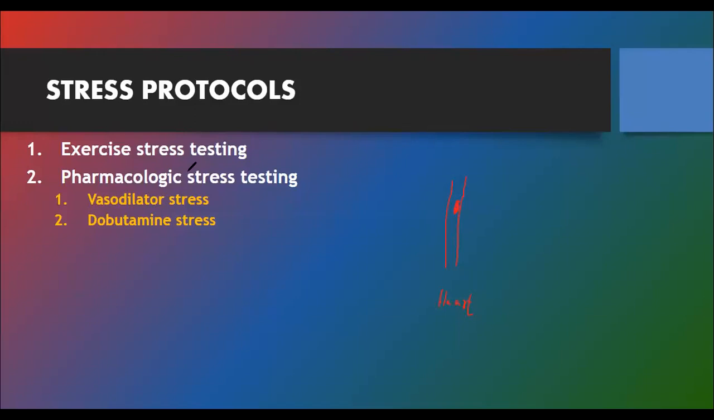So in exercise stress testing, we are going to increase the heart rate by asking the patient to do some exercise. Commonly, we ask the patient to run on the treadmill and increase the heart rate to produce ischemia if we are suspecting it, and then we inject the isotope. Just recalling your concept of MPHR, maximum predicted heart rate, which is calculated by 220 minus the age of the patient.